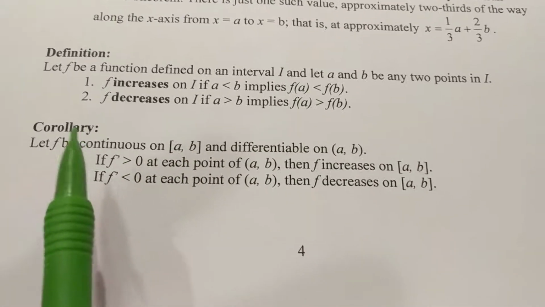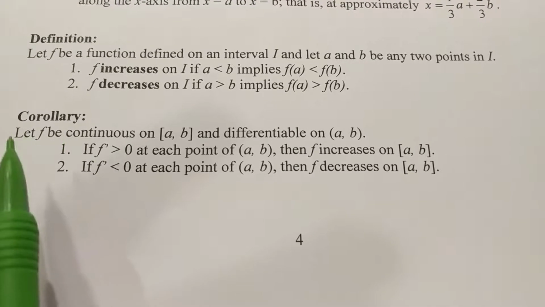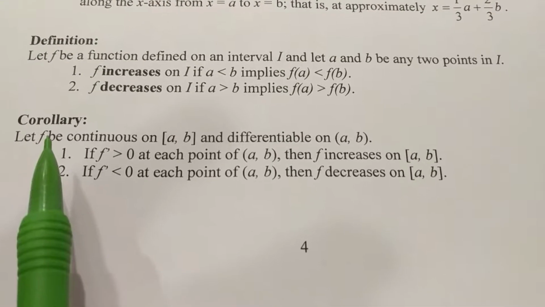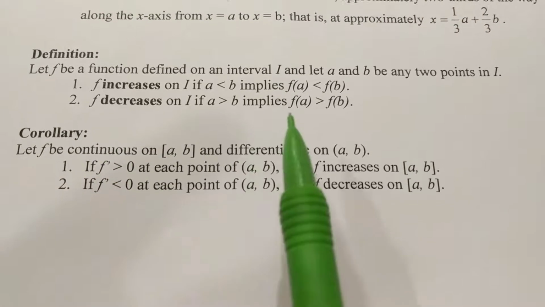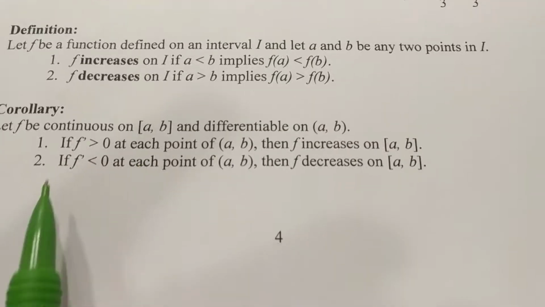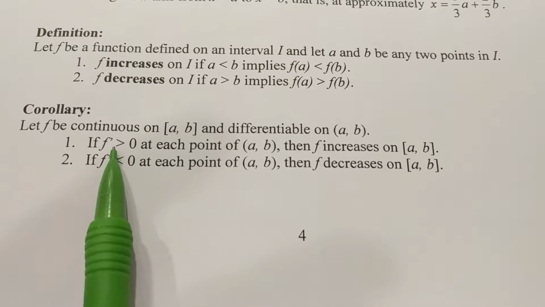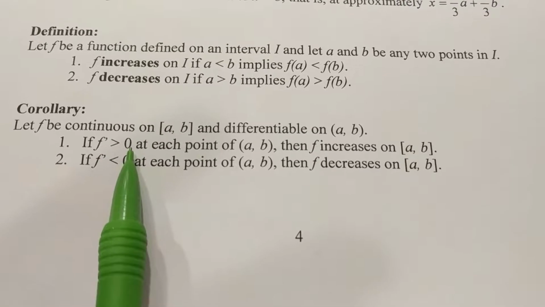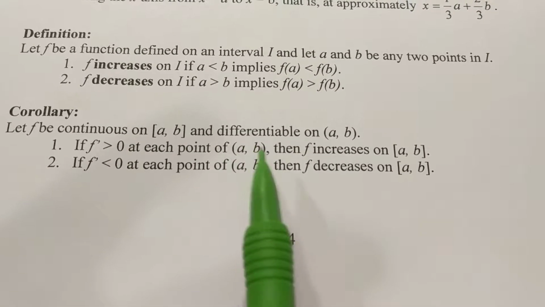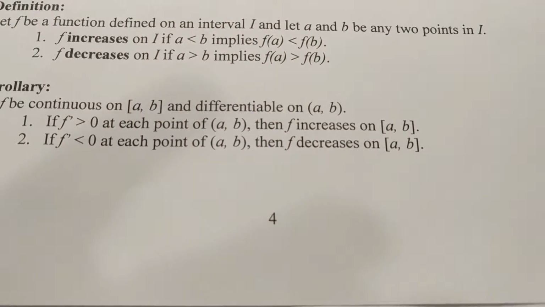So then there's this corollary. It's kind of an add-on to that definition. And so they wanted to take it one step further. And it says, what if f is a continuous differentiable function on a closed interval? Then, if the slope is greater than 0, if f prime is positive at every point, then that guarantees that f is increasing.